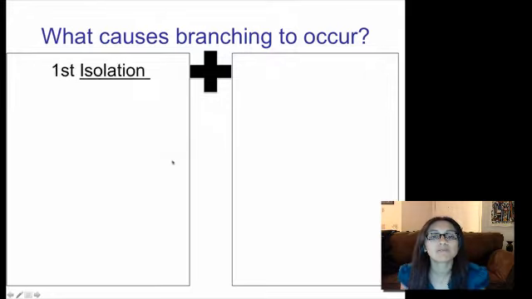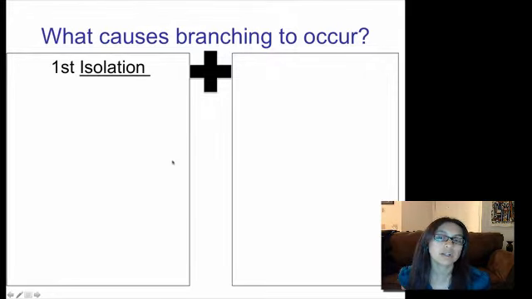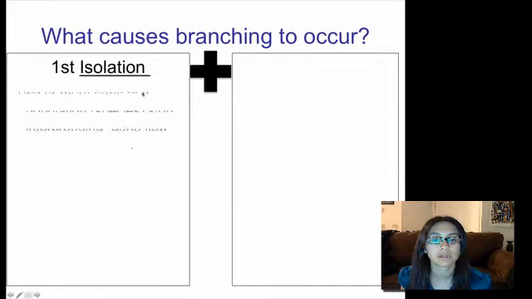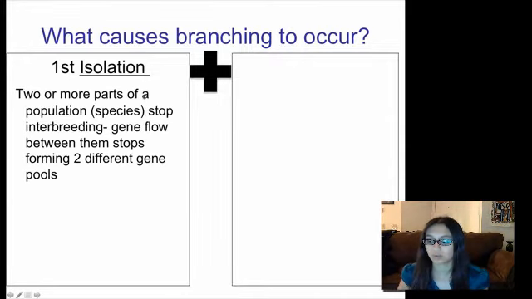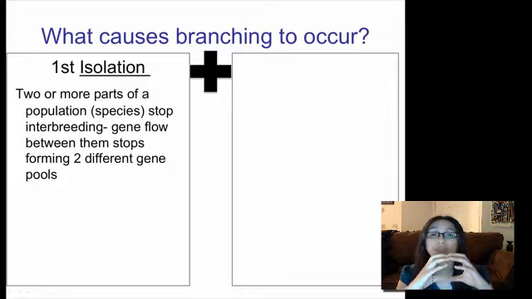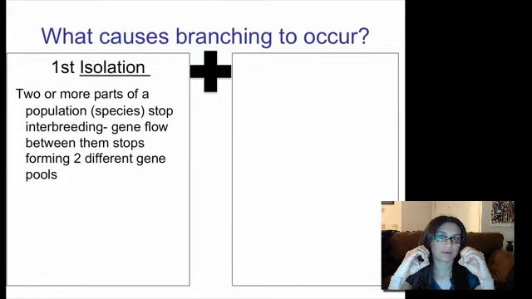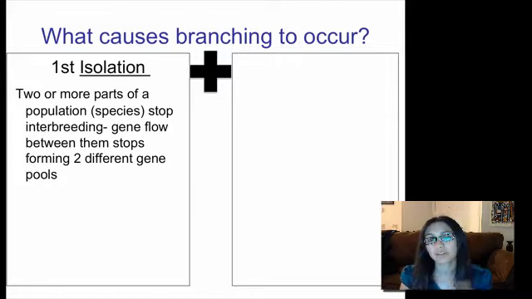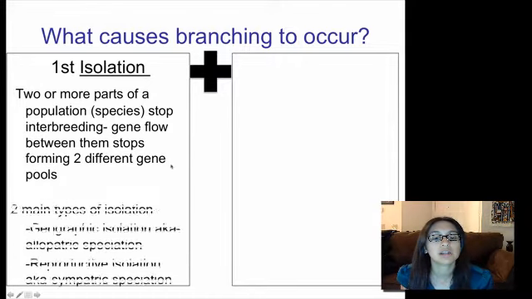Okay, well, first is isolation. So isolation must occur in order for a new species to form. When you have a population of the same species, remember, population, same species, living in the same place, if they become isolated somehow, that can cause them to branch into two different species. Okay? Now there's two different types of isolation we'll be looking at.